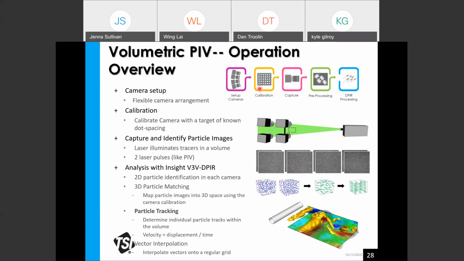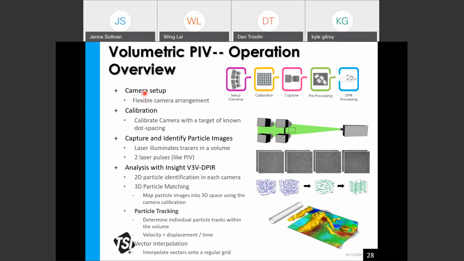So we do a calibration process to establish that particular relationship, and then we do the image captures, and then there is some kind of pre-processing to get the particles to be recognized, and then the analysis to get the velocity vector fields. So let's take a closer look at all the different processes for volumetric PIV.